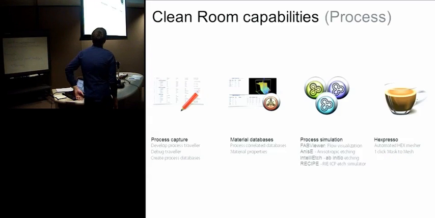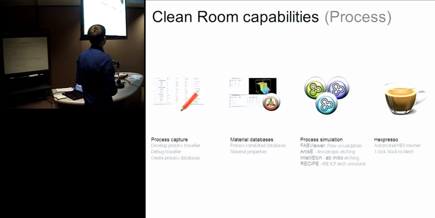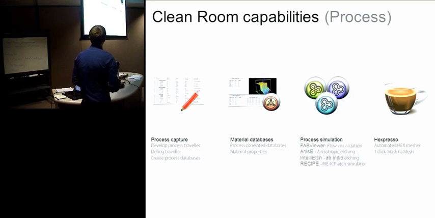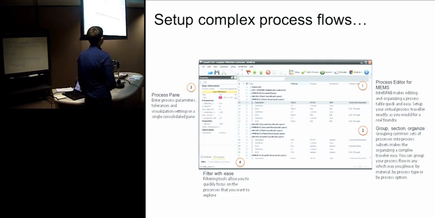So just a little overview of Cleanroom. We have IntelliFab on the left, where we would manage our process flow. Then we have our standalone tools: FabViewer, FabSim, Anise, Intella Etch, and Recipe. We have one more that's not listed called Exposure for lithography. All of these tools work directly with MEM material, our material database, and Hexpresso, which we worked with before.